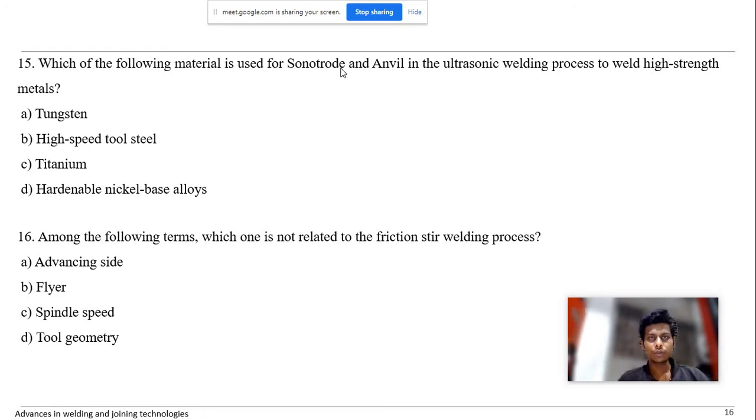Which of the following material is used for sonotrode and anvil in the ultrasonic welding process to weld high strength materials? The point is ultrasonic welding, and also welding of high strength metals. Basically, for ductile materials and all, we use high speed tool steel because it has good toughness. But for material which is harder than the high speed steel, as discussed in class, we will generally use hardenable nickel base alloys. So 15D is the answer.